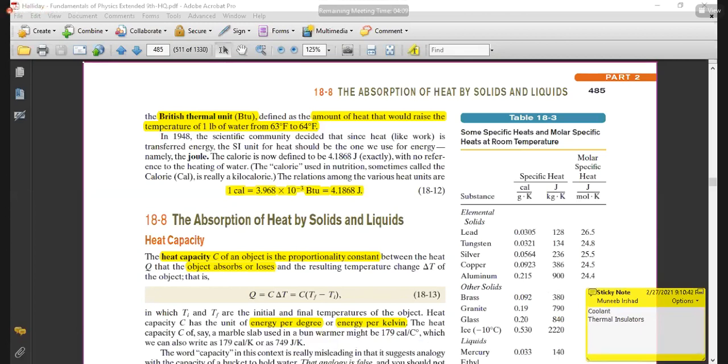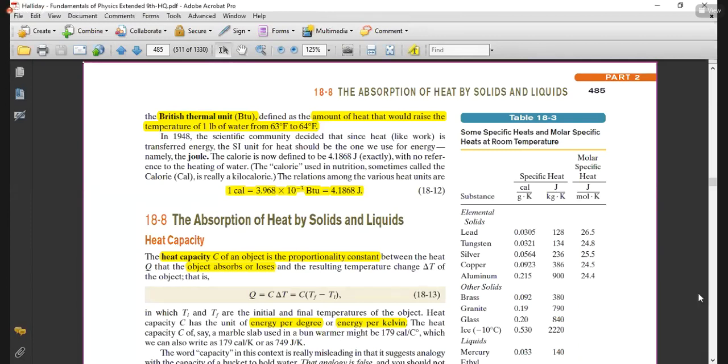Now the next article is about the absorption of heat by solids and liquids, okay. So you already have studied the concept of heat capacity and that of the specific heat. So what is basically heat capacity? And what is the difference between the heat capacity and that of the specific heat?